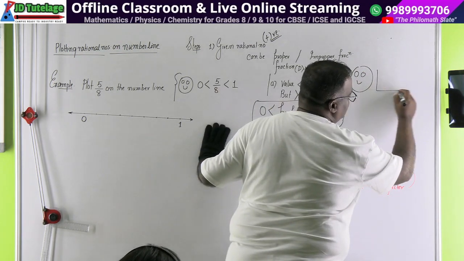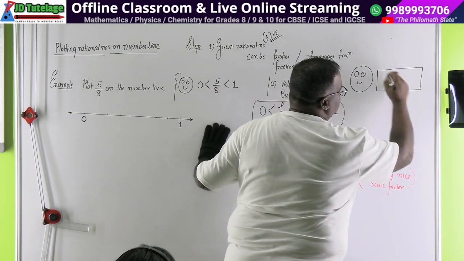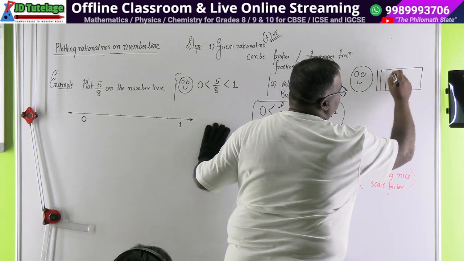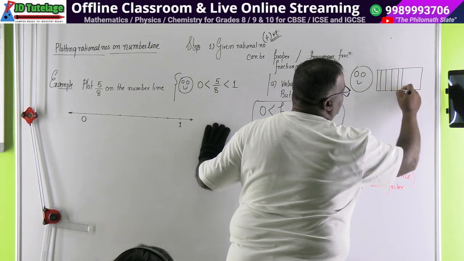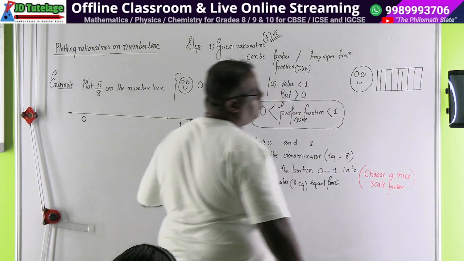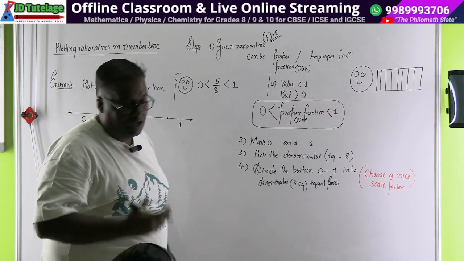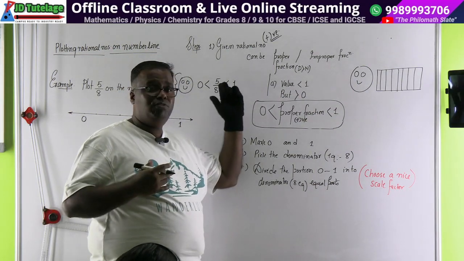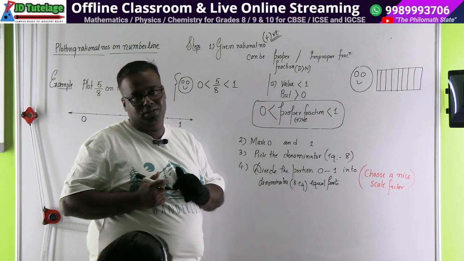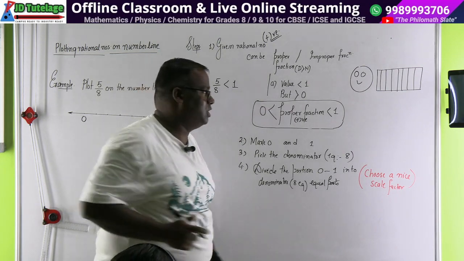हमारे पास एक डेयरी मिल्क है जिसमें 8 पार्ट्स हैं. 1, 2, 3, 4, 5, 6, 7, 8. 8 पार्ट्स डेयरी मिल्क. हमने कितना खाया? 5 portions of that dairy milk. Have you understood? 5 portions.